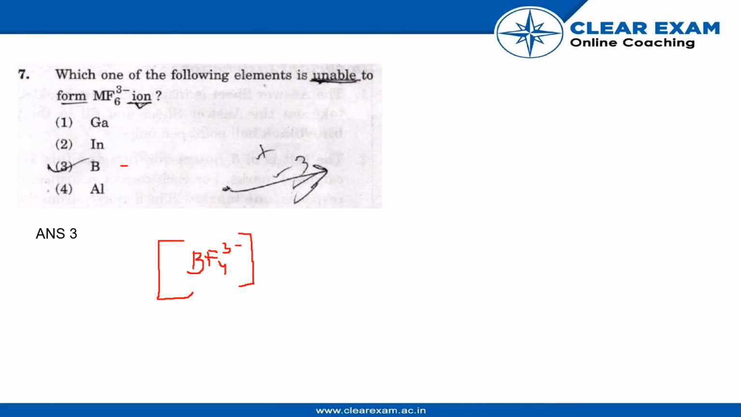It will be able to form this compound, but as it has no vacant d orbital, so it will not be able to form this MF6 3 negative ion. So boron is the answer.